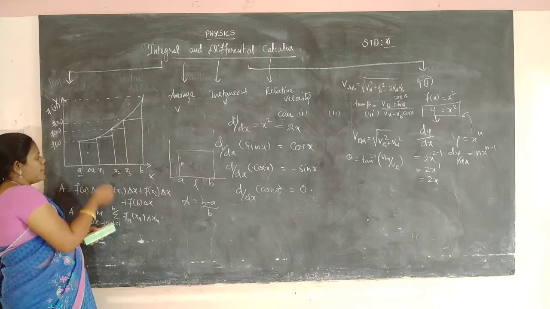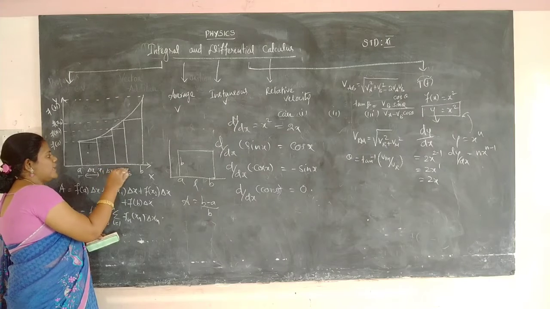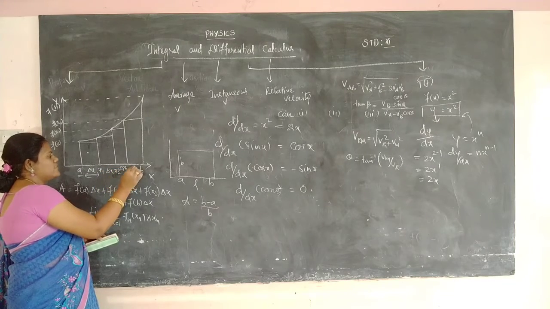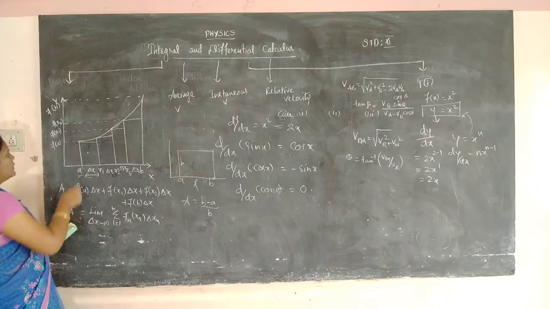The gap between each line is del x. There is del x, and that is also del x, and that is also del x. Del x is nothing but just the difference between 2 points. Okay, so all of these are del x.